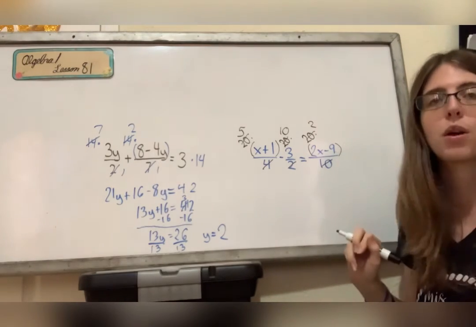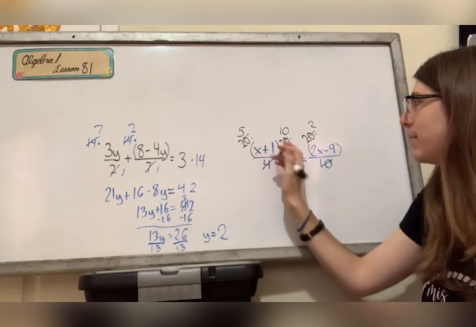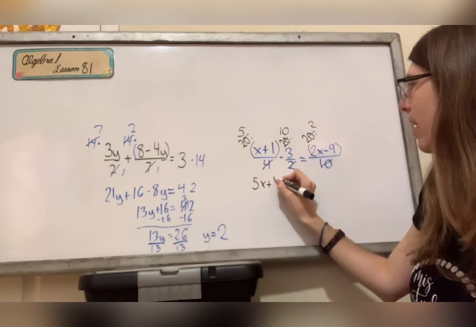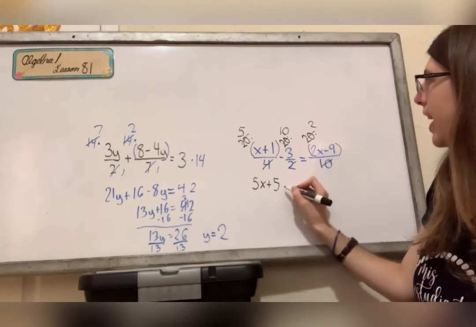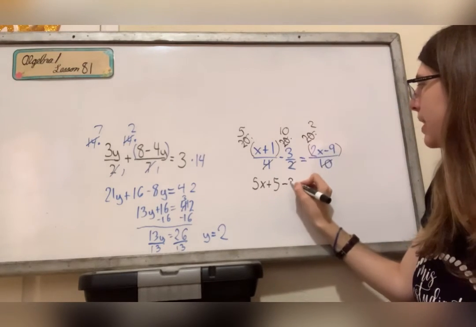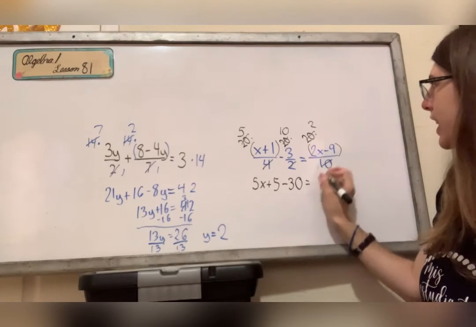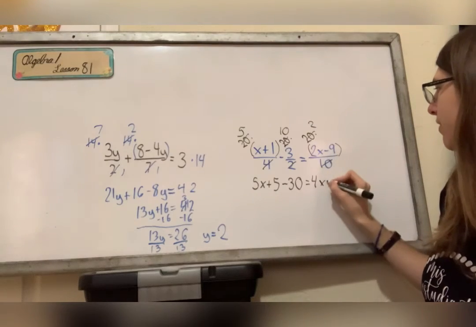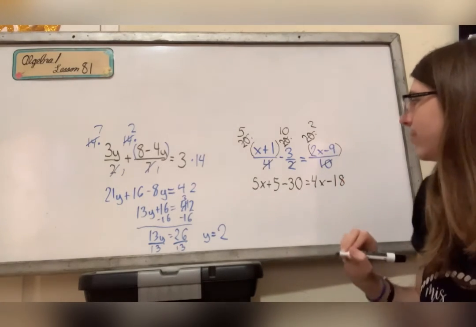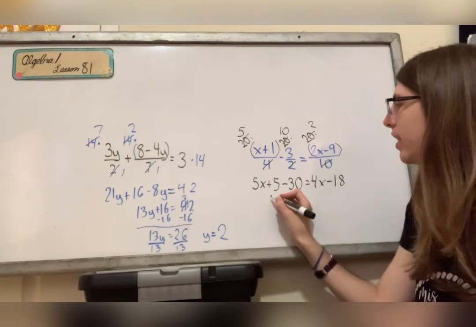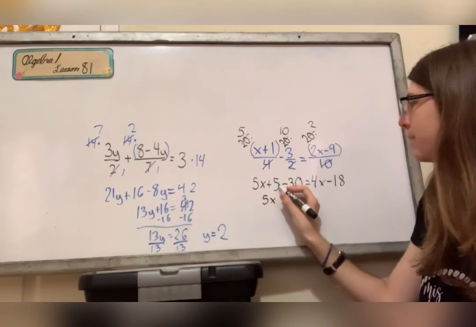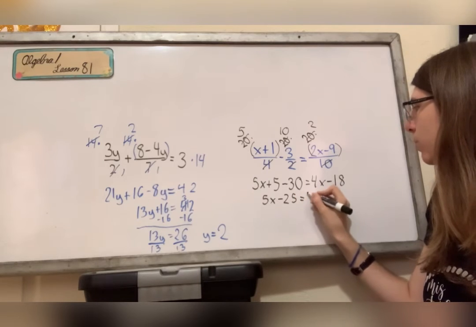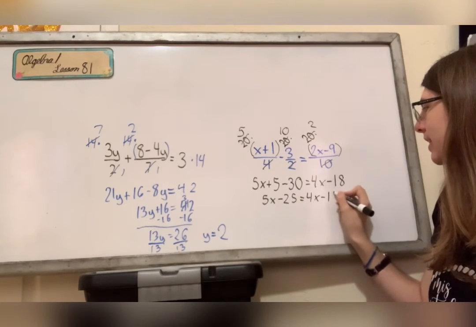A lot easier to work with now. 5 times x would be 5x. 5 times positive 1 would be positive 5. Now I have 10 times negative 3 would be negative 30 equals 2 times positive 2x would be 4x. 2 times negative 9 would be negative 18. Now I can combine like terms and solve. This becomes 5x, positive 5 minus 30 would be a negative 25 equals 4x minus 18.